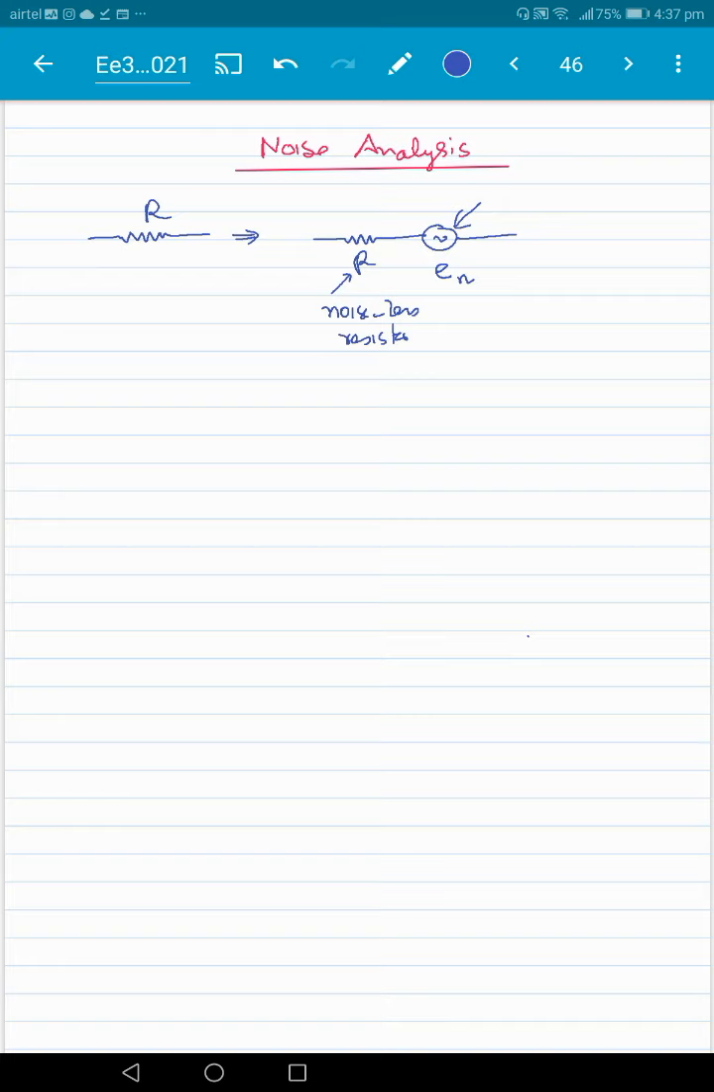So the noise generated by a resistor, En, is the RMS noise here. We write it as En equals the square root of 4 kB T R delta F. All these terms: T is the temperature in absolute units, kB is the Boltzmann constant, R is the resistor value, and delta F is the range over which you measure the noise.